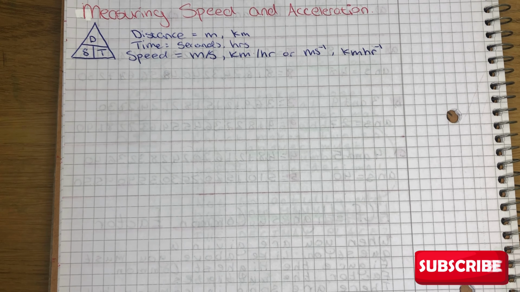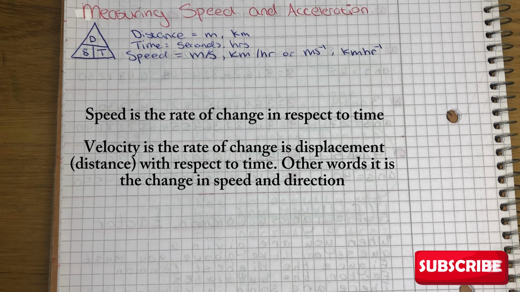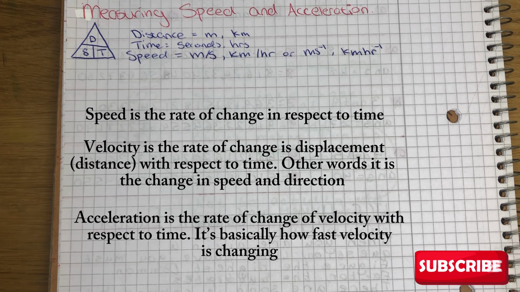Now with speed, a simple definition of speed is the rate of change of distance with respect to time. Now with velocity, the simple definition is the rate of change of displacement with respect to time. In simple terms, it's basically speed with a direction. The acceleration, though, is the rate of change of velocity with respect to time. Now this is how fast the velocity is changing.